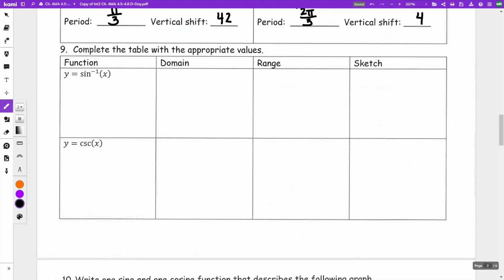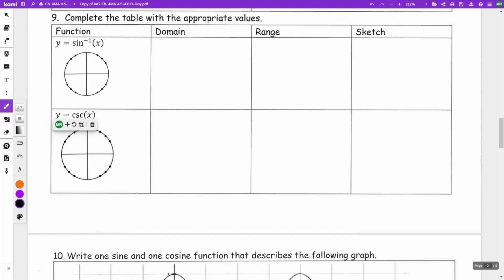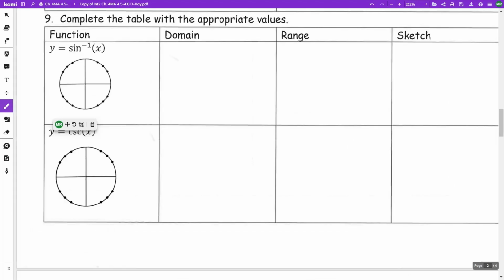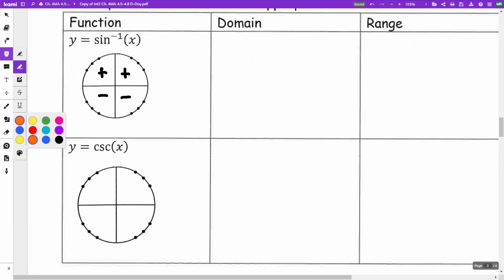For this page, I'm going to be talking about domain and ranges for each of these. A lot of times I like to use the unit circle just to focus myself each time I'm doing these problems. So when I'm talking about sine inverse, remember sine is positive, positive, negative, negative. Remembering that for inverses, I am going to go from here to here.